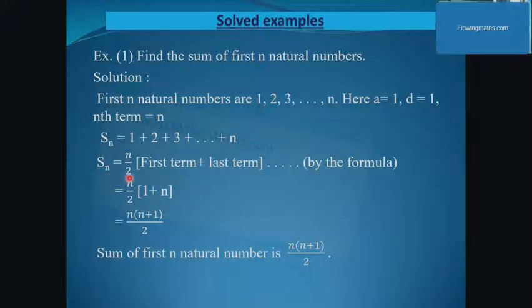So you can have Sn is n upon 2, first term plus the last term. Adding all these terms, 1 plus 2 plus 3, going up to n, the first term is 1, the last term is n. So Sn is n upon 2, (1 plus n). That is n into (n plus 1) upon 2. The sum of the first n natural numbers, remember, is n into (n plus 1) upon 2.